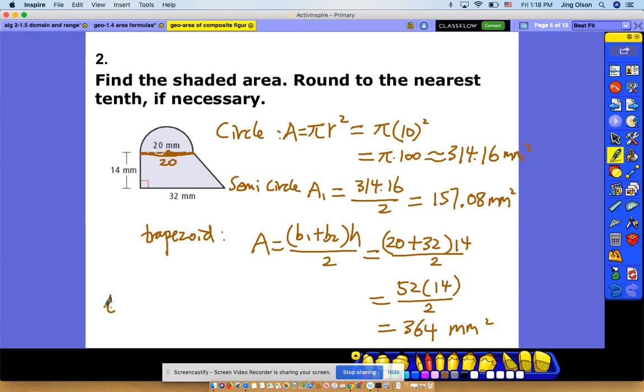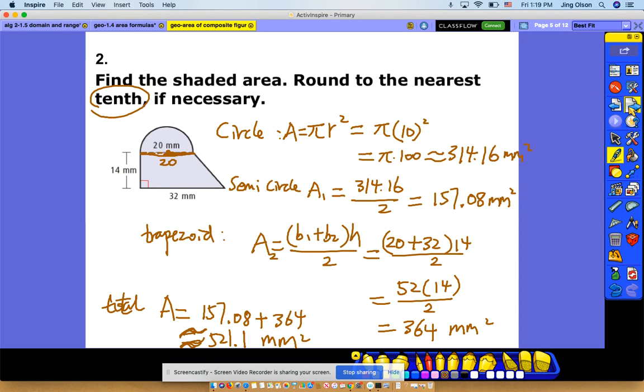millimeter squared. So the total area is going to be A1 plus A2. A1 is 157.08 plus A2. A2 is exactly 364. The answer is 521.08. Rounding to the nearest tenth, it's going to be 521.1 millimeter squared. This is a rounded answer. So approximately equals 521.1 millimeter squared.